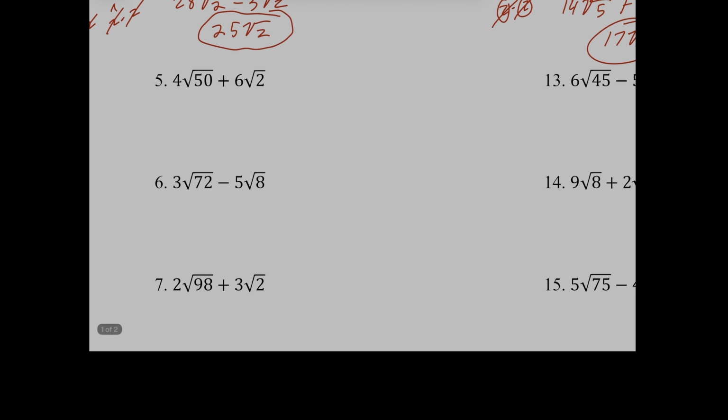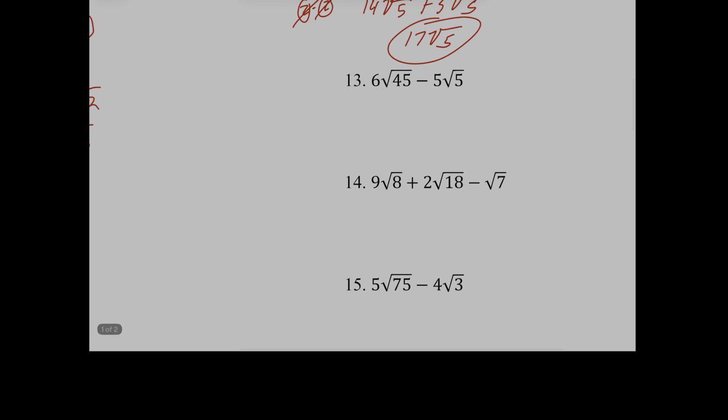Number 4, I can break down a 50. 50 is just going to be 5 times 10. I can't do 5. 10 is going to be 5 times 2. And again, watch my video on this if I'm going too fast for you. I have a pair of 5s, so I can pull one out. And I'm going to have 20 square root of what's left over, 2, plus 6 root 2, and that'll give me 26 root 2. All right, let's go over here to number 13.